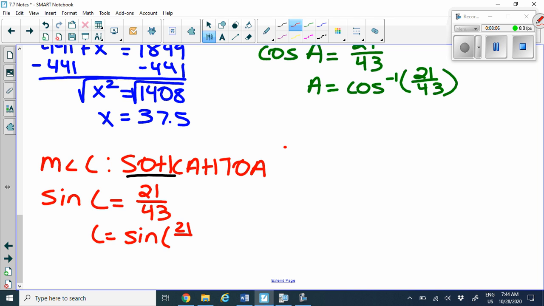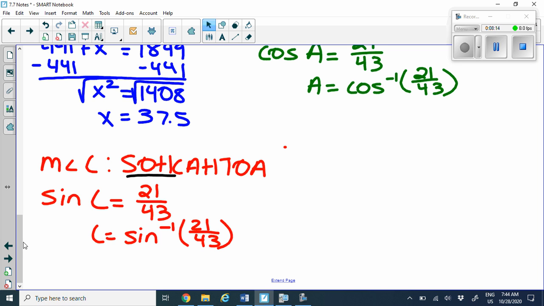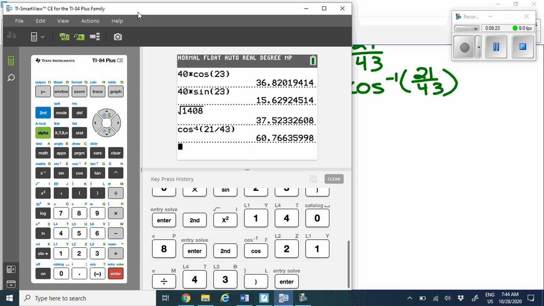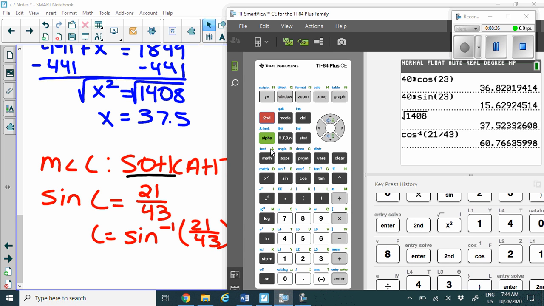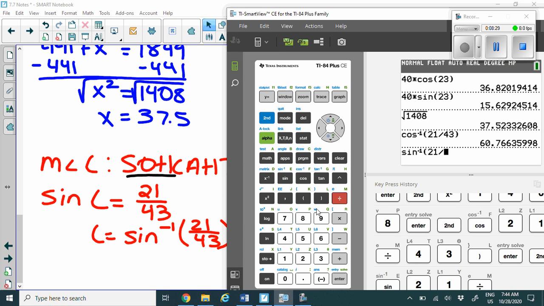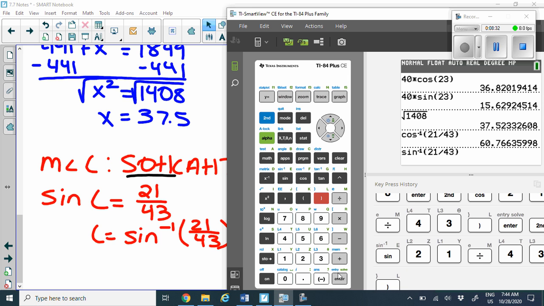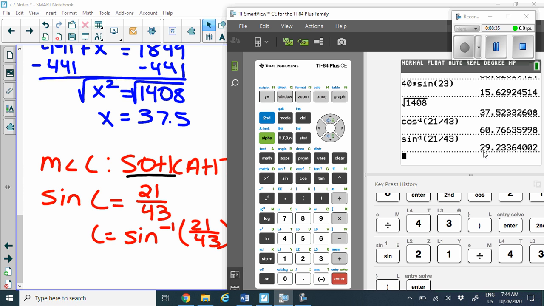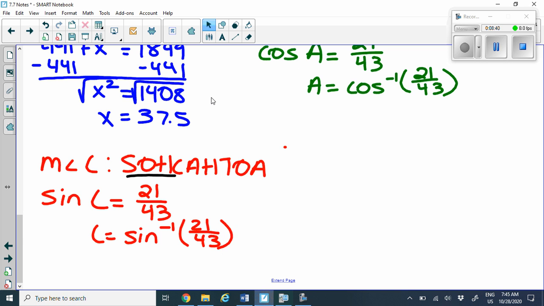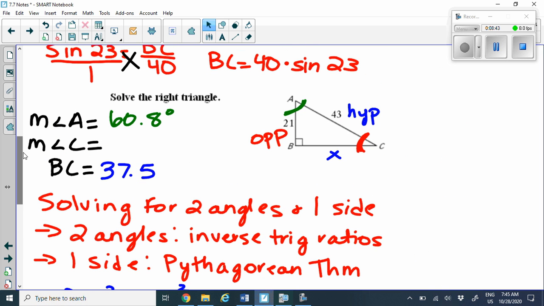Okay, so I have 21. Oops, don't forget your -1 there, or you will not get the right answer. There we go. 21 over 43. Now we're going to plug that in. So make sure you have this -1 because that really represents the inverse. Okay, so make sure you do second sine of 21 divided by 43. And then we press enter. And then we're going to have 29 point. And then notice there's a 3 after the 2, so we keep that. So 29.2 as our answer. And don't forget the degree sign.